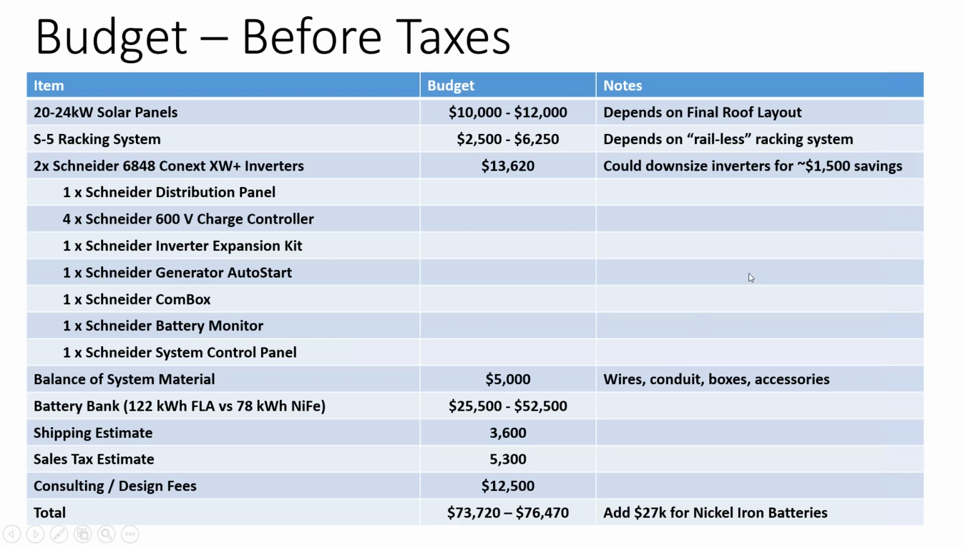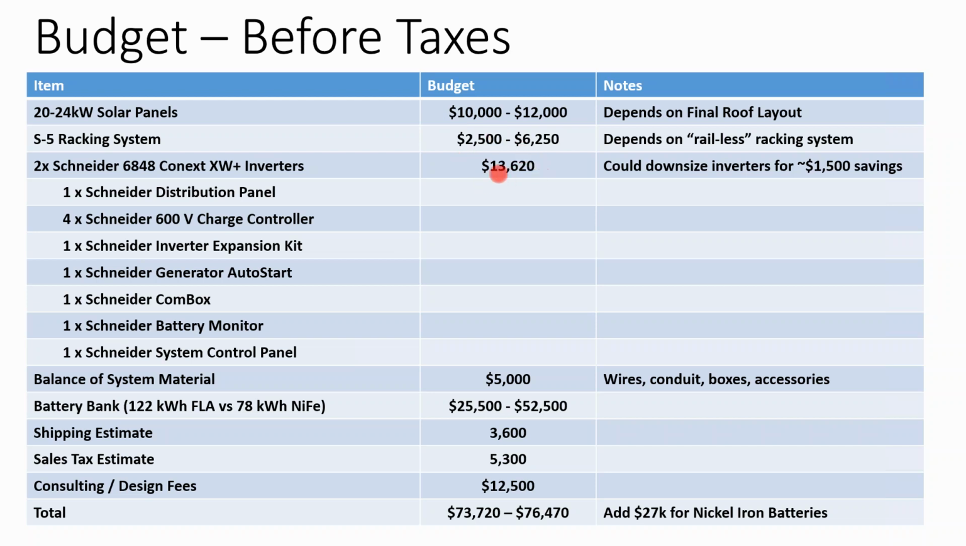So here's our budget. We went bargain bin diving for our modules. We just bought by the pallet and got 22 kilowatts for about 12 grand. We went with a railless racking system. It didn't really save us much money. It was a standing seam roof, and on a standing seam roof, you have to attach to every single seam. So even though we weren't buying the rail, it ended up being on the higher end of the cost because we bought a lot of clips.